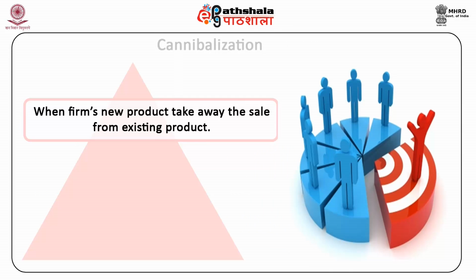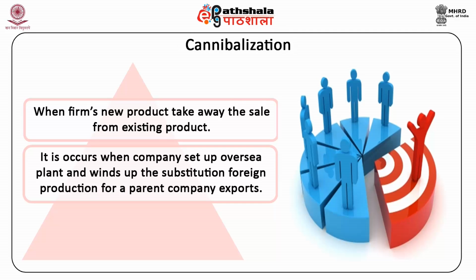Cannibalization. When a firm's new product takes away sales from an existing product, it is known as cannibalization. It occurs when companies set up an overseas plant and wind up substituting foreign production for parent company exports. To the extent that this occurs, the sales effect estimated must be reduced by the earnings on the lost sales.